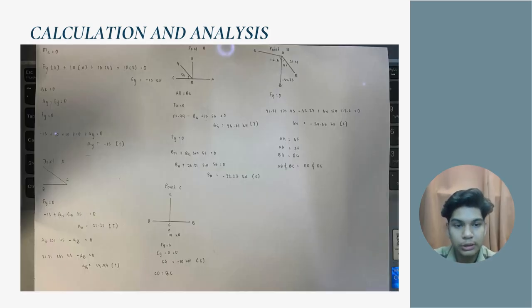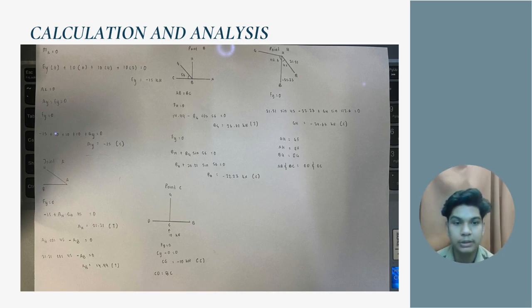Alright, this is our calculation for the truss bridge model that I just drew. For the first step, we find the moment at the support, which is the moment at point A. After finding all the moments, we will find EY. After that, we find the sum of x to find the value of AX, which is equal to 0. And the second step is we find AY by using the method of sum of forces on the y axis.